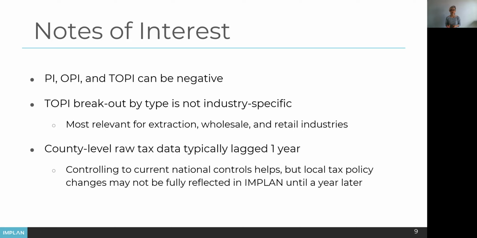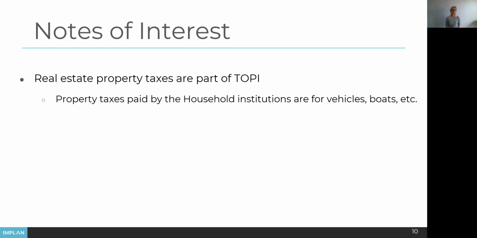In fact, when I show you the tax data in IMPLAN, we're going to look at Washington State, which doesn't have personal income tax. And you'll see that there is no income tax in that state in the IMPLAN data. So it does reflect eventually.